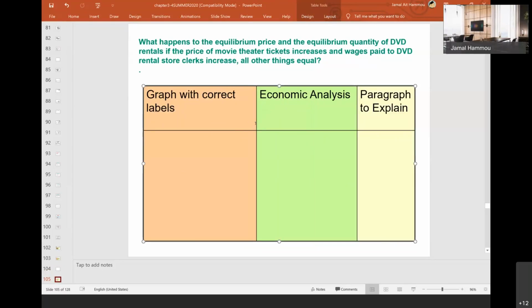Just remember, the graphs and economic analysis have to go together. Step 1, step 2, step 3, they go together. You cannot just do one and then move to another one.